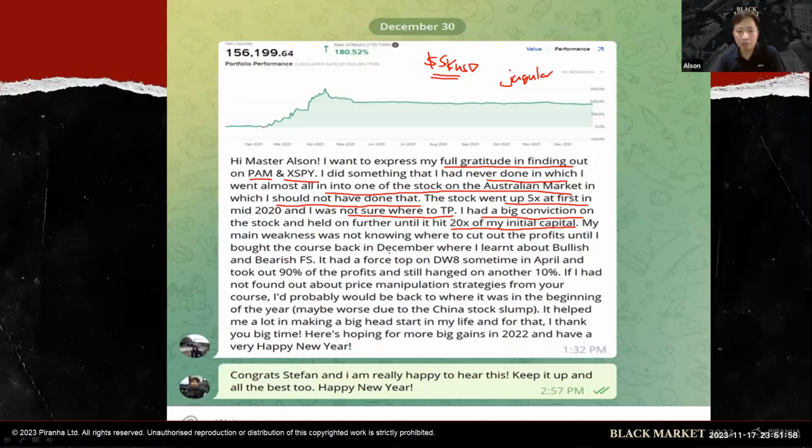Until he bought the course back in December, he learned about bullish and bearish force strike. And there's a force stop, which is a bull trap in DWA, which is a stock that he bought. Then he took 90% of the profits and hung on with the other 10%. So it doesn't matter really, because he really took about 90%. Just like me when I trade crypto, after I take out 90%, the remainder doesn't really matter. The key is profit taking.